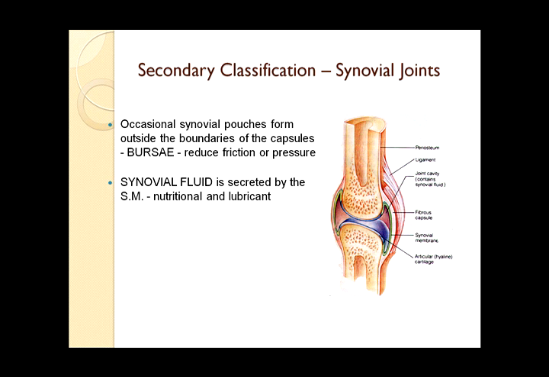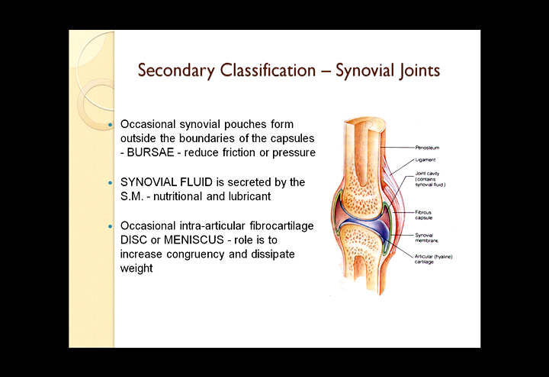Because it has no blood supply, it has to rely on its nutrition from either diffusion through the synovial fluid or from diffusion of nutrients from the subchondral bone, the bone that lies immediately underneath the hyaline cartilage itself. Synovial fluid also acts as a lubricant. When you feel synovial fluid, it's very slippery, it's like an oil, and it has the function of allowing the joint surfaces to move over each other smoothly.